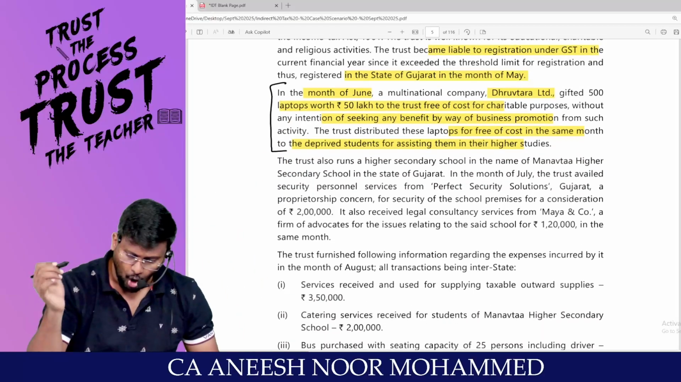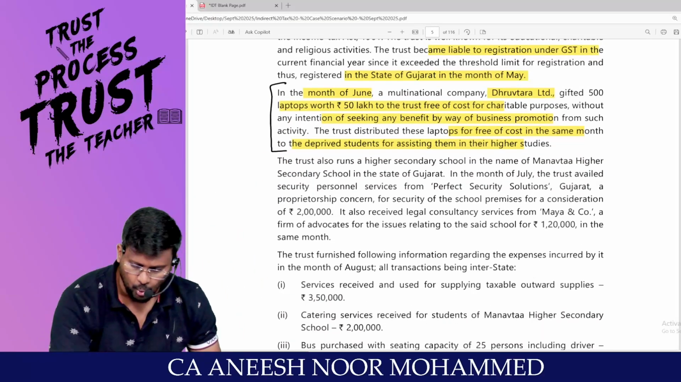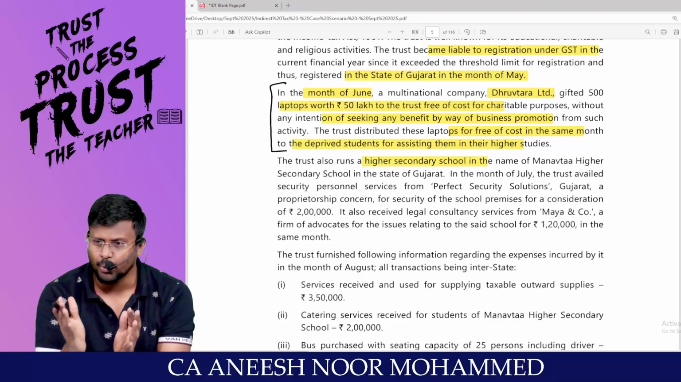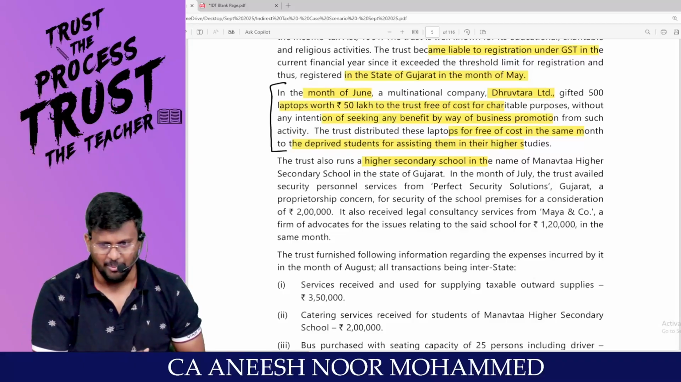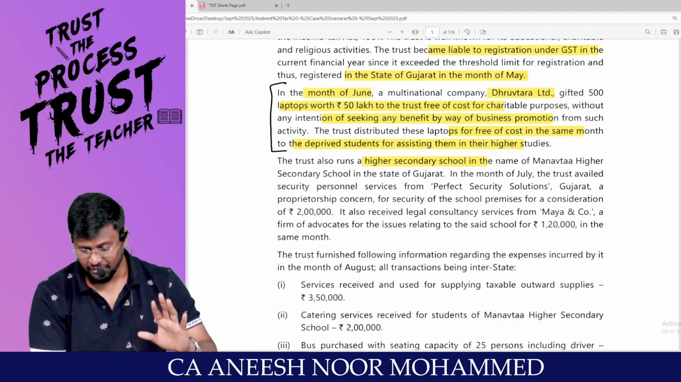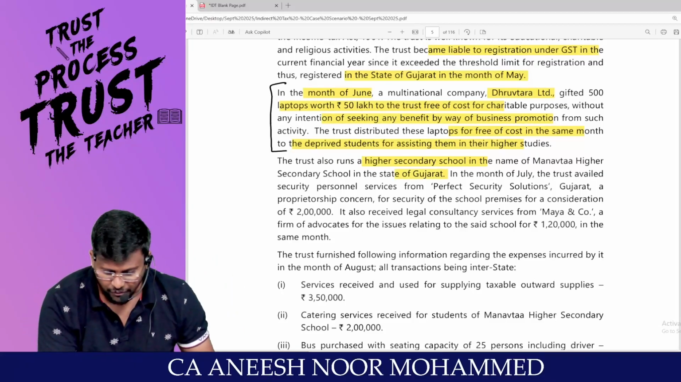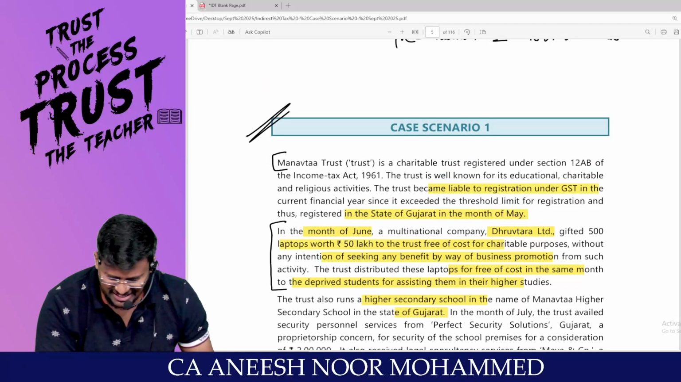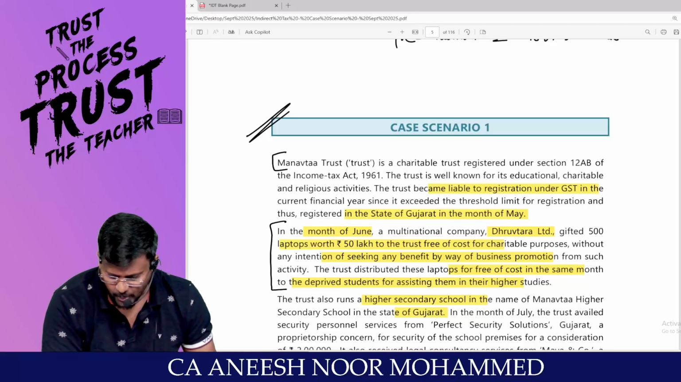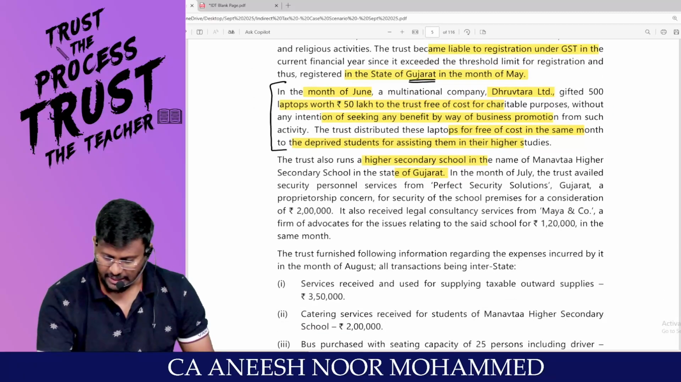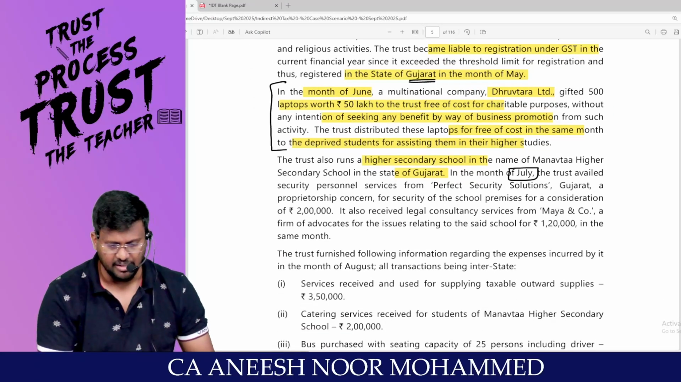The trust also runs a higher secondary school. That means the story is moving to some other plot. Till now they talked about laptop. Now they are talking about what? School. In the name of M Higher Secondary School in the state of Gujarat, where the trust is registered. So the school is also situated in Gujarat. Okay. In the month of July, they are giving details.